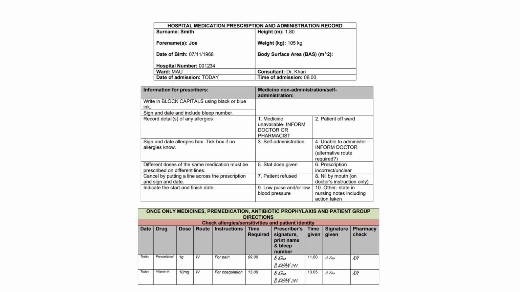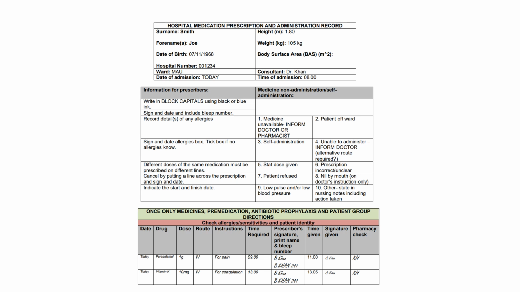Then moving to the next page, the patient name is surname is Smith, forename is Joe, date of birth is 7/11/1968, and the rest of the details are same as that of the previous page. Okay, so now these are the codes which we have to use.